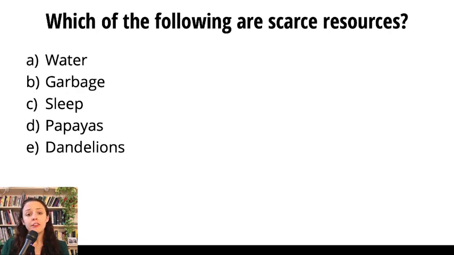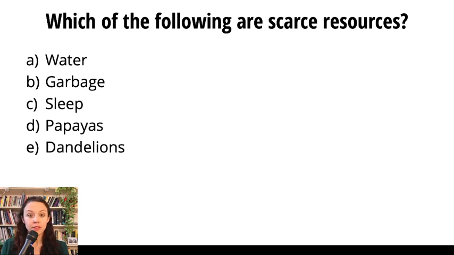So we might take a minute and think about which of these are scarce resources: water, garbage, sleep, papayas, and dandelions. And essentially, the 2 questions we need to ask ourselves are first, are they resources? Do we use them to make something else? Water, for sure. Garbage, usually not. Usually we think of that as a byproduct of production. You could think about the production of energy through trash incinerators, but usually no.